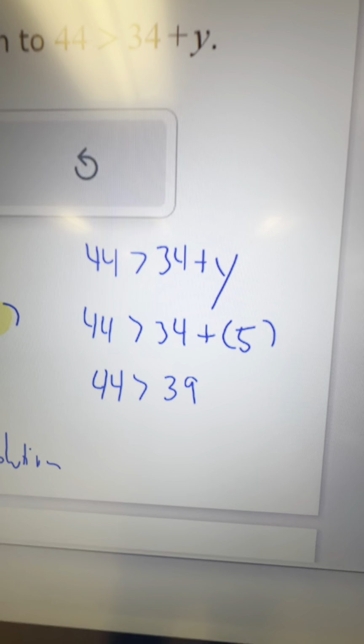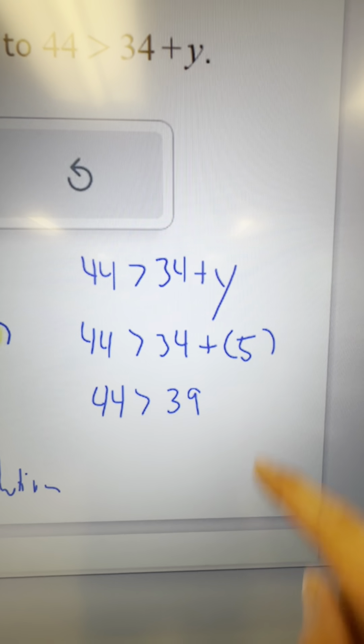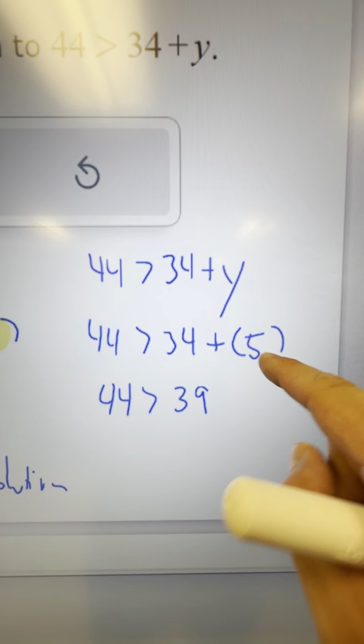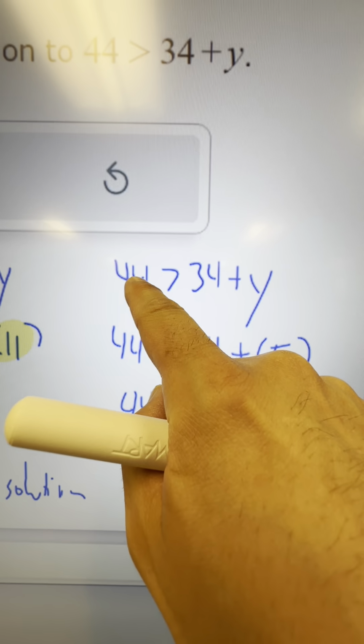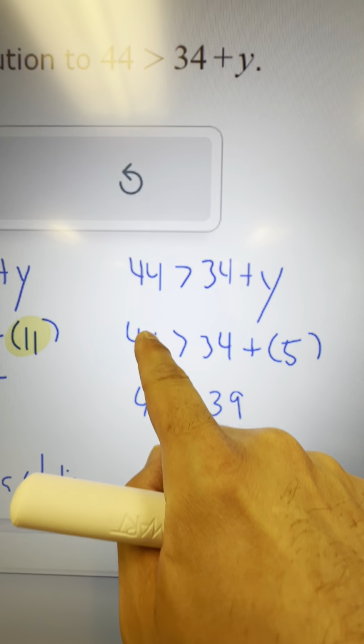Then the second number I'm checking is when y is 5. So I replace y with 5. Now all I have to do is add these two. 34 plus 5 is 39. Notice on the left there's nothing to do. It's a single number, so we just keep bringing it down.